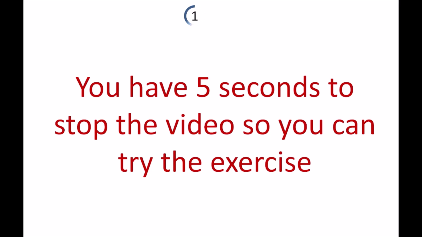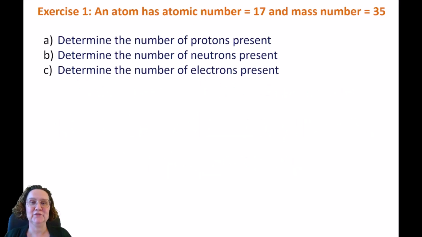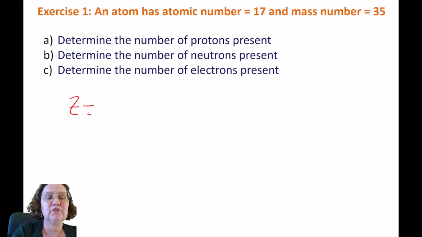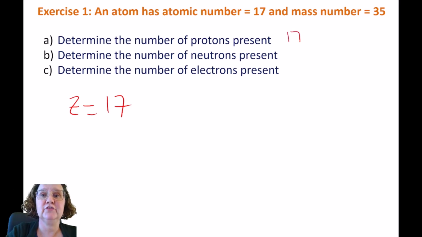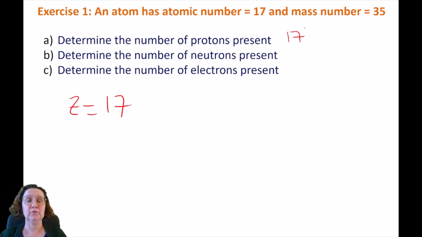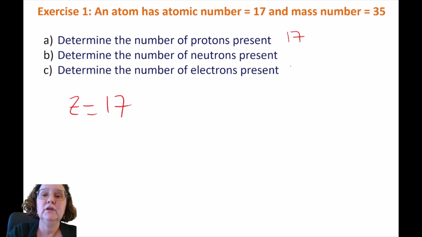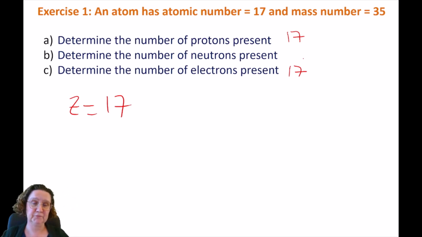Hopefully you stopped the video and had a go at the exercise. So how would I go about doing this exercise? Well, I know that the atomic number for my element is 17, and that immediately tells me I have 17 protons, because that's exactly the definition of atomic number. I also immediately know how many electrons it has, because when an element is on its own, not interacting with anything, it's in a neutral state. It needs to have 17 to counteract these 17 positive charges.